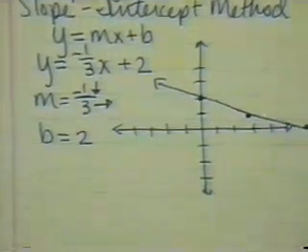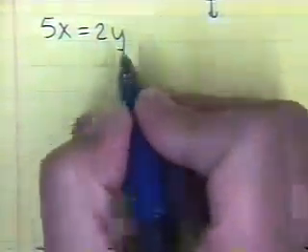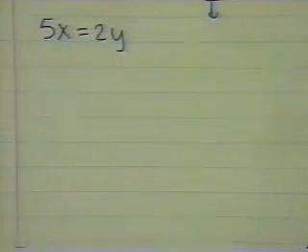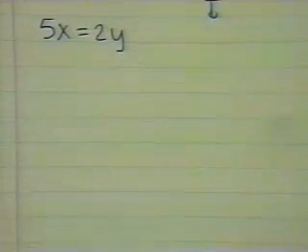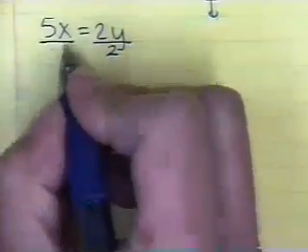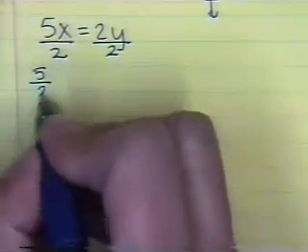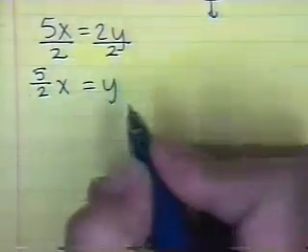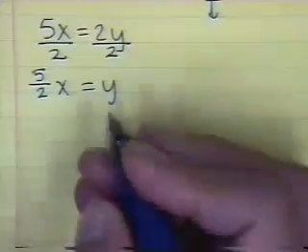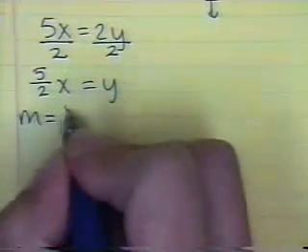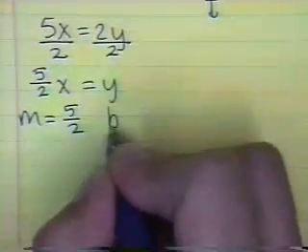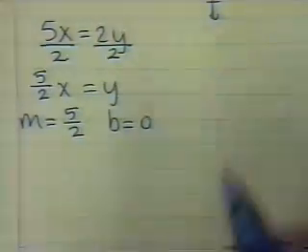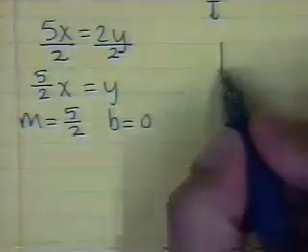Here is a second example. If we have 5x is equal to 2y, first thing you want to do again is start by isolating your y. So I'm going to divide both sides by 2. So now I have 5/2 x is equal to y. Our slope we can identify as 5/2, and our y-intercept, because it's non-existent, is actually 0. We're ready to graph again.